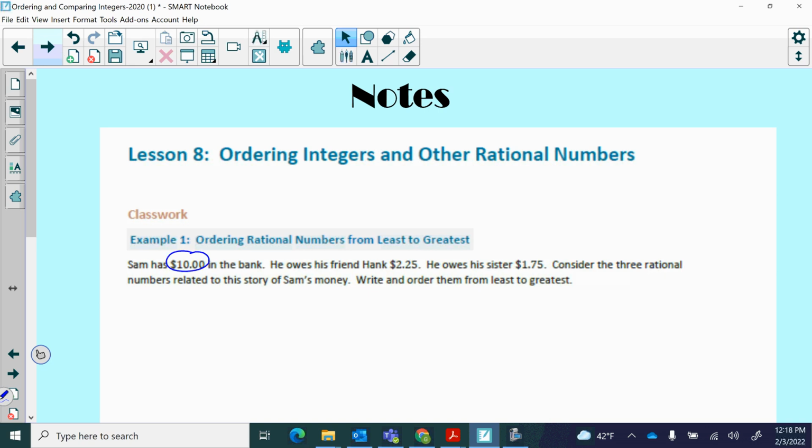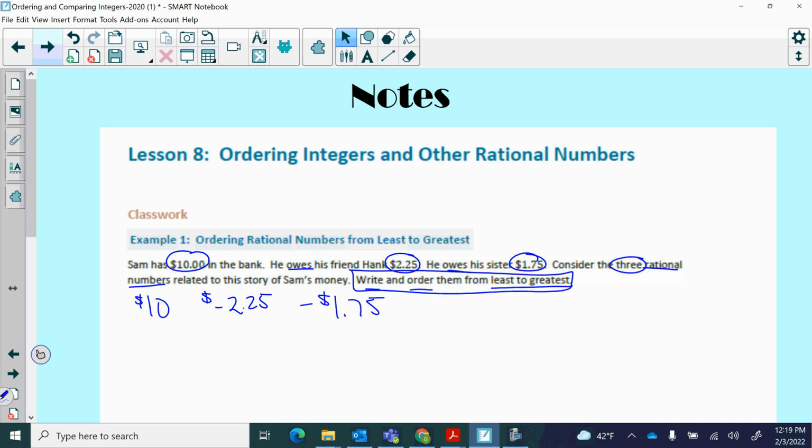Okay, Sammy has $10 in the bank. He owes his friend $2.25, owes his sister $1.75. Consider the three rational numbers related to this story. Write and order them from least to greatest. So there's our task. I need to write the numbers. If I have $10 in the bank, is that positive or negative? Positive. So that would be $10. If I owe Hank $2.25, would that be positive or negative? Negative. So that's negative $2.25. If I owe my sister $1.75, is that positive or negative? Negative. Now that I have the numbers, I need to write them from least to greatest.